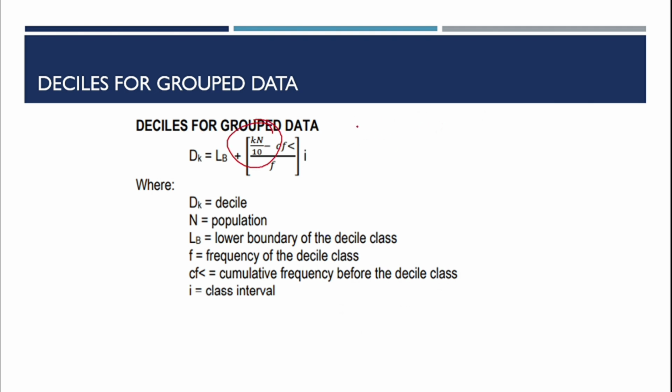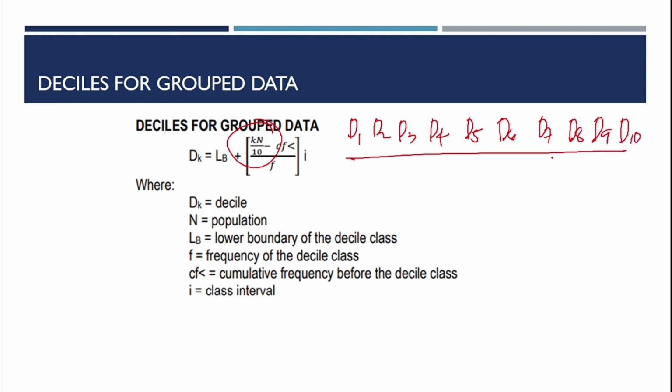So we have here D1, D2, D3, D4, D5, D6, D7, D8, D9, and D10. This is equally divided by 10, the 100 percent divided by 10. So that is how to find deciles.